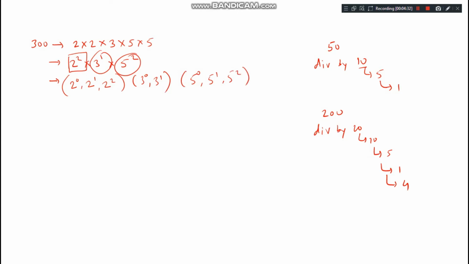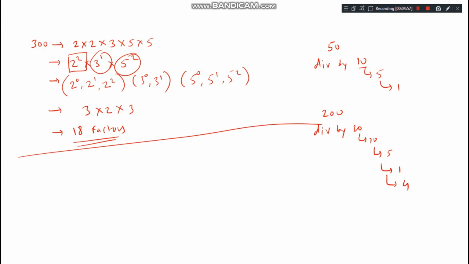So how many factors do I have here? I can have a combination of all these as 3 into 2 into 3, which is nothing but 18 factors. We have already calculated that, right? So this number 300 has 18 factors in total. So we have learned a method to find out how many factors a given number has. The process is very simple. I can shorten down the process here.